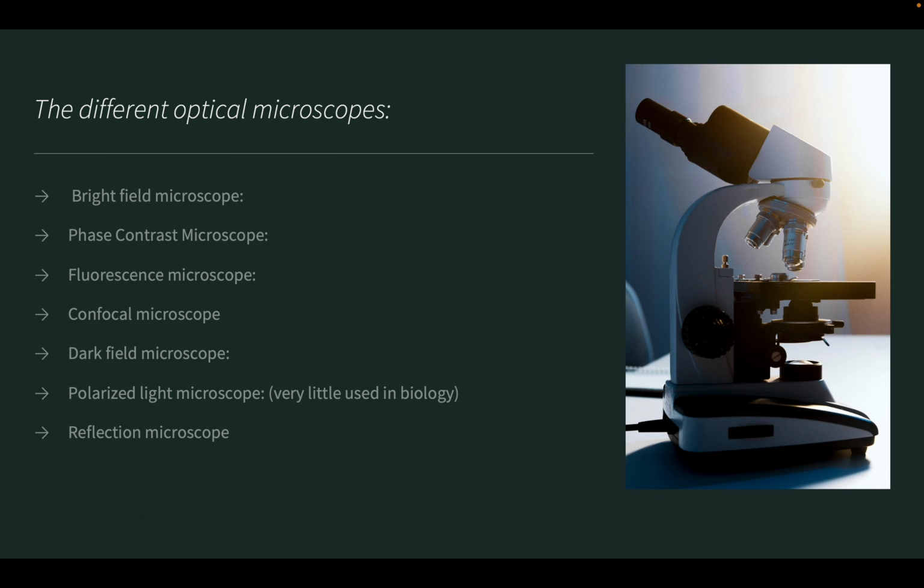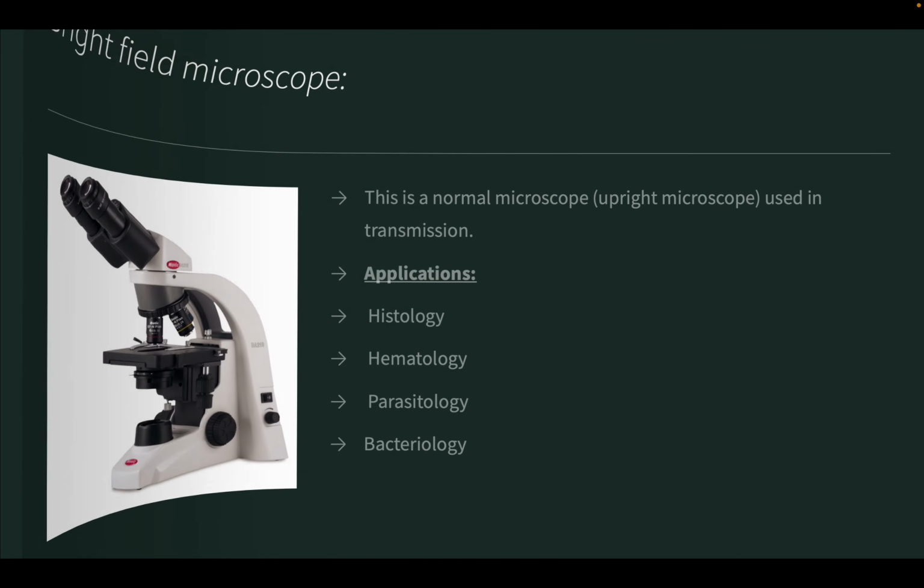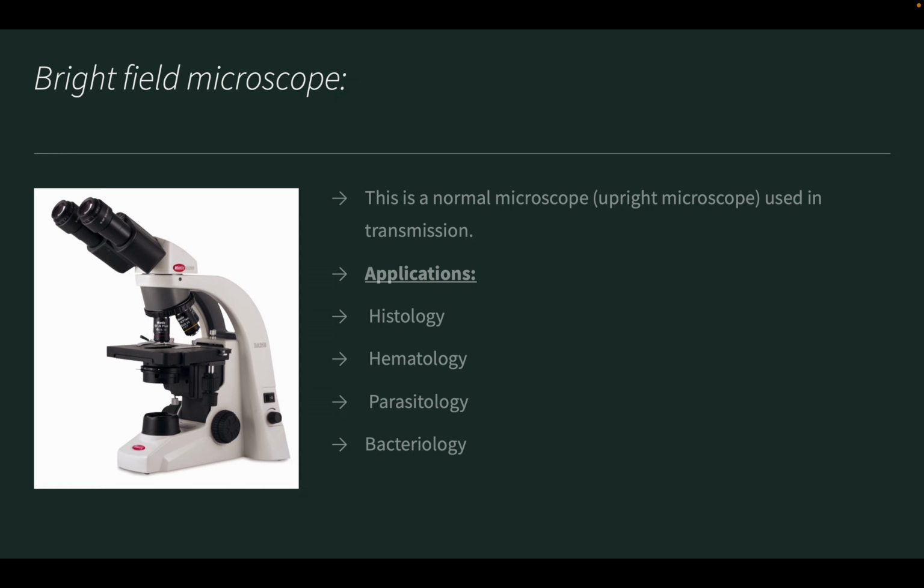The different optical microscopes. We have bright field microscope, phase contrast microscope, fluorescence microscope, confocal microscope, dark field microscope, polarized light microscope, which is very little used in biology. We have reflection microscope. So let's start with bright field microscope. A bright field microscope is a normal microscope, upright microscope, used in transmission. Applications: histology, hematology, parasitology, and bacteriology.